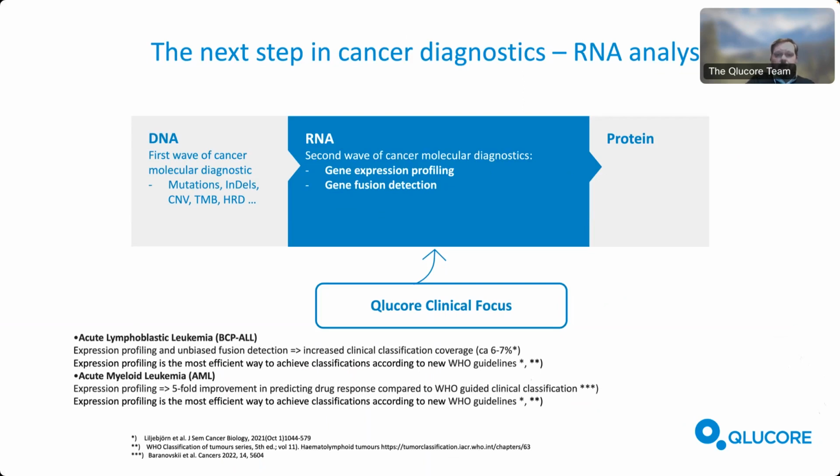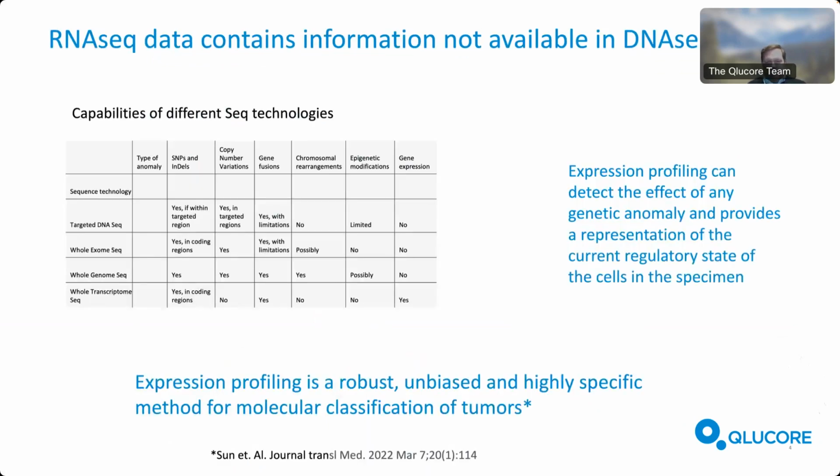Furthermore, Baranovsky et al. demonstrate that expression profiling is 5 times more efficient in predicting drug response compared to WHO-guided clinical classification. And this points to that we are on the right track when utilizing RNA sequencing for tumor classification. But how come then that expression profiling is efficient for this? Well, a very simple answer is that RNA contains information that is not available in DNA.